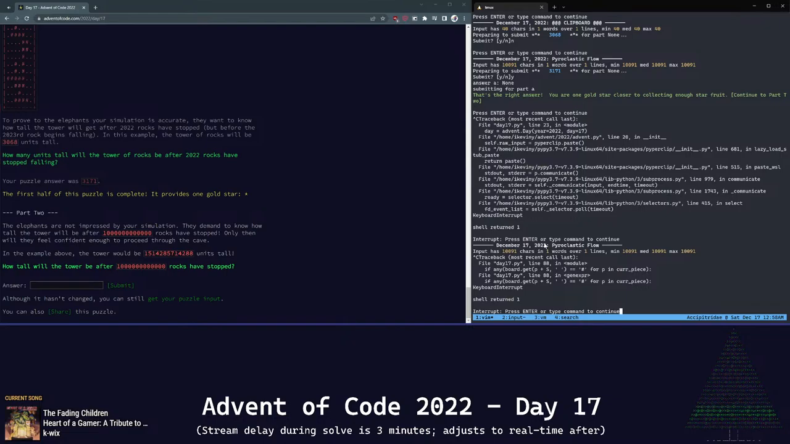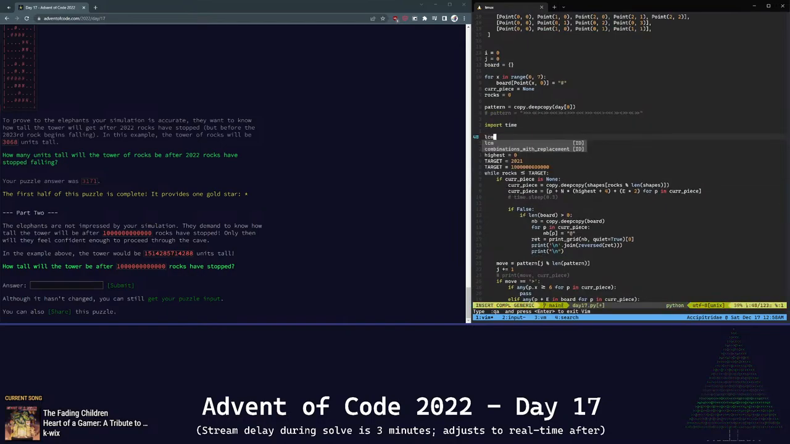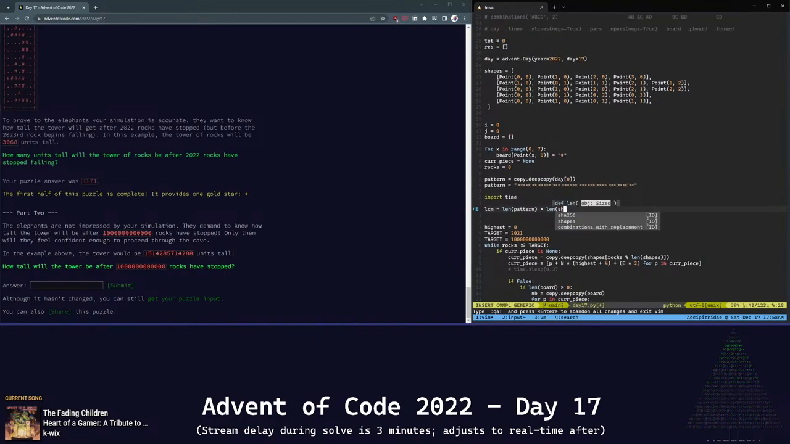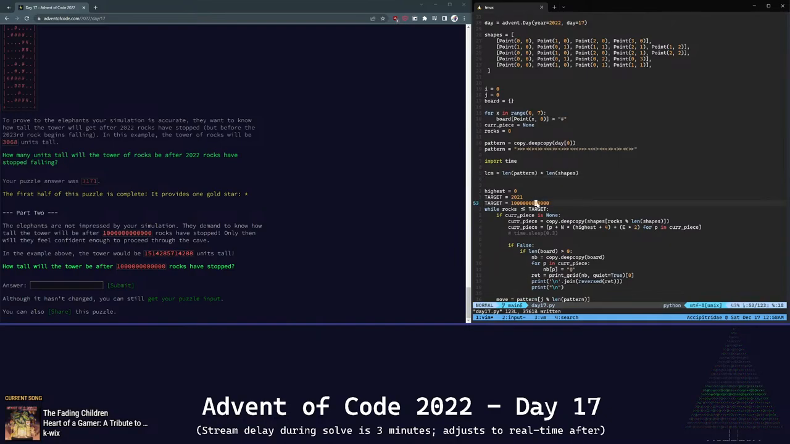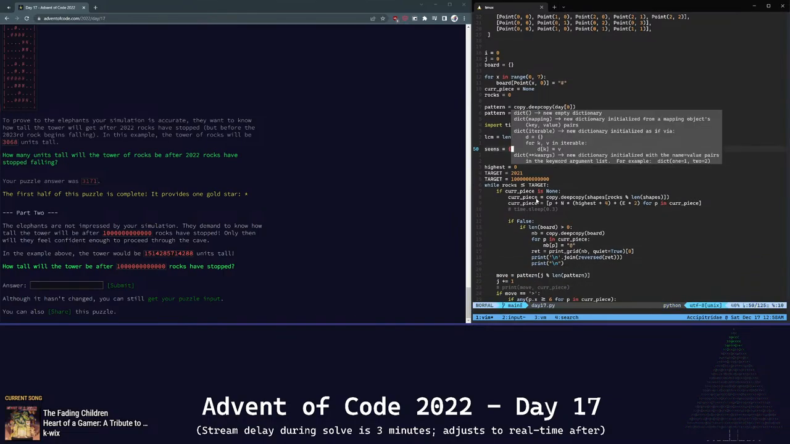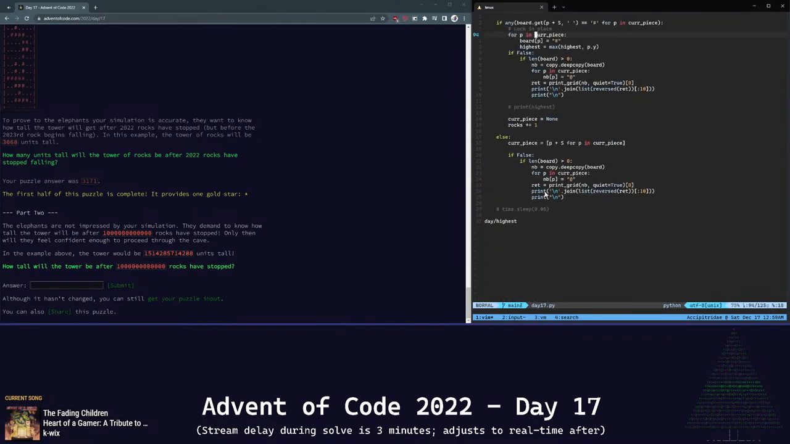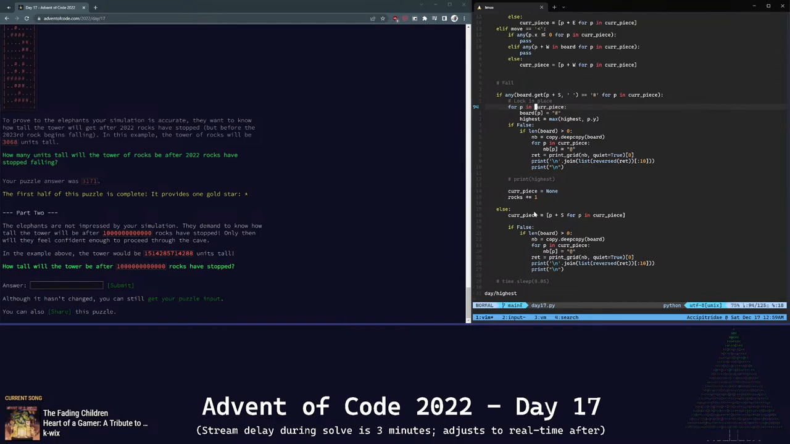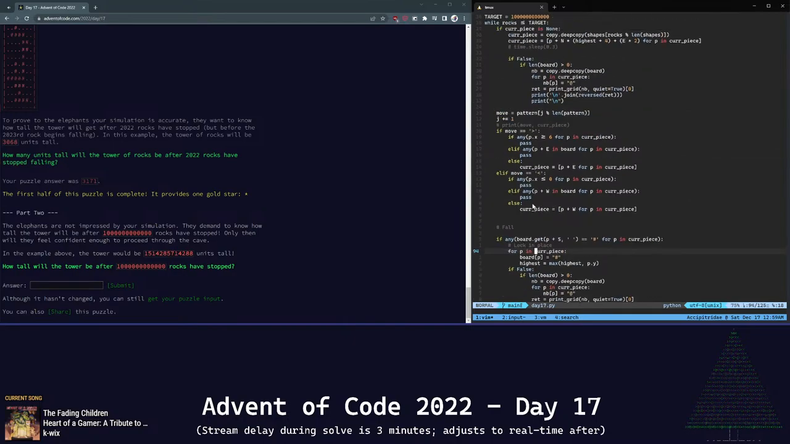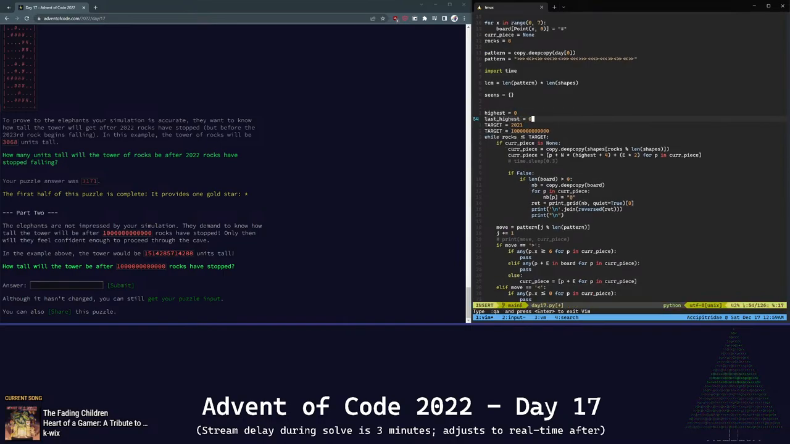Once we've completed a full cycle of 50,000, we look at the state of the ground and see if we've seen it before. If we have, we've successfully hit a cycle. So the lowest common multiple is going to equal the length of the pattern times the length of shapes. And these are scenes. So if the rock number makes it to the multiple, we want to look at everything in the highest row and see if we've seen that pattern before. So this is last highest, it's going to be 0.